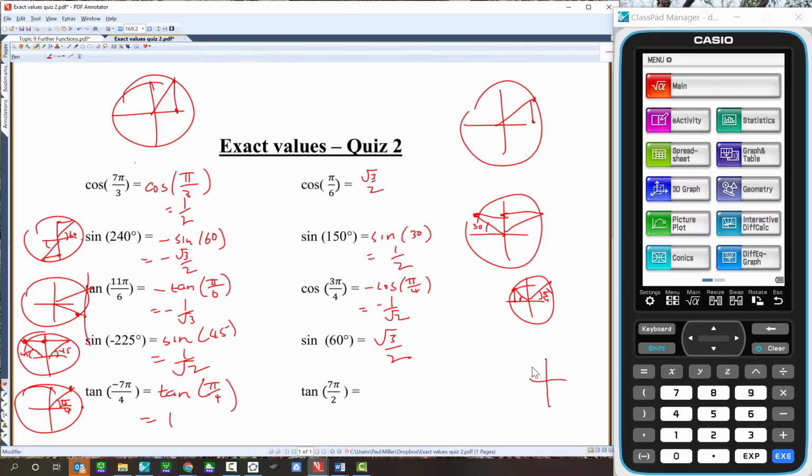Tan of 7 pi on 2. So here's pi on 2. This will be 3 pi on 2, 5 pi on 2, 7 pi on 2. Ends up there, and that is undefined.